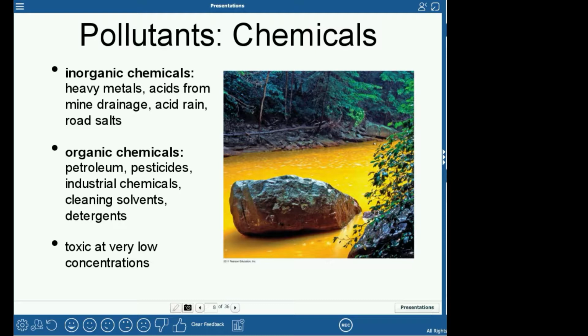You have inorganic or organic chemicals. Inorganic would be like heavy metals and acids and that kind of thing. Organic chemicals are going to be carbon-based things, so they may be petroleum or oil or pesticides, detergents, things like that. The problem with these things is a lot of them are toxic at very, very low concentration. So you don't have to have that much in the water to start killing things.